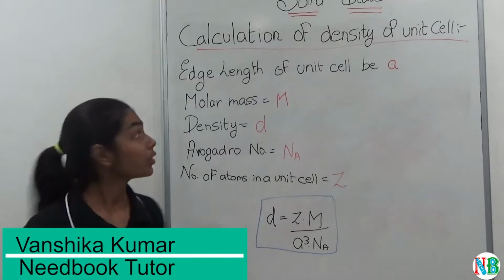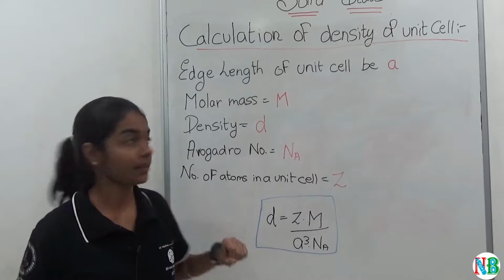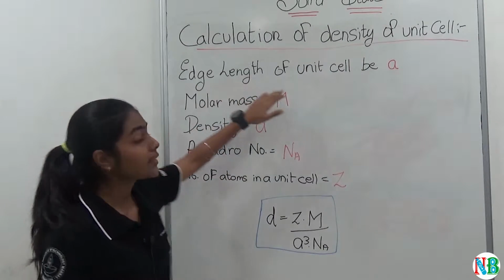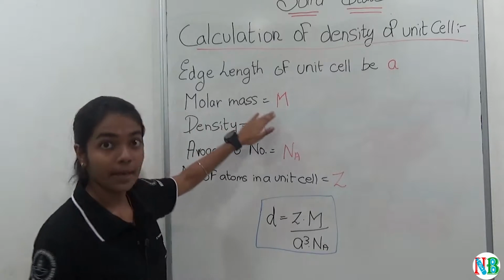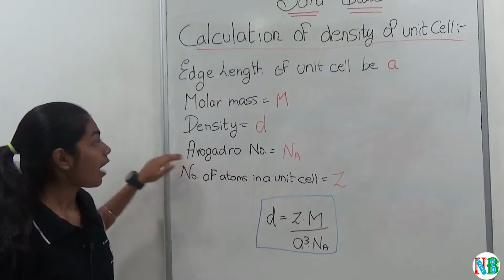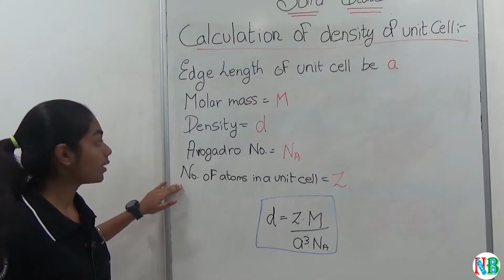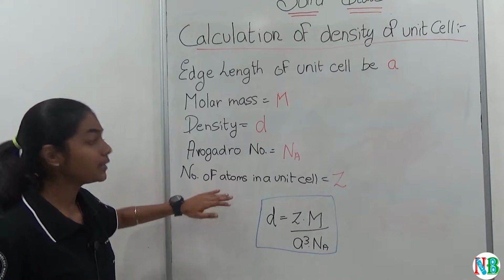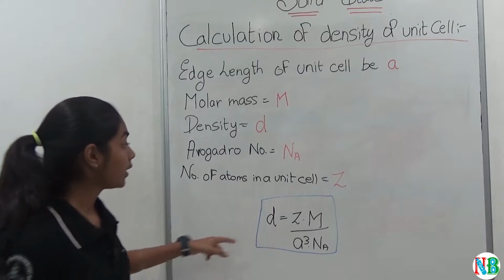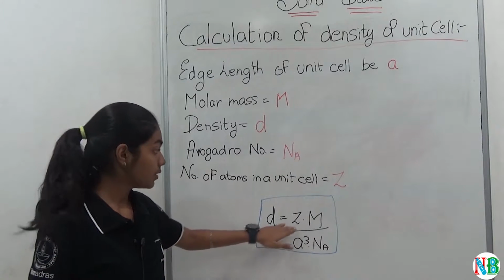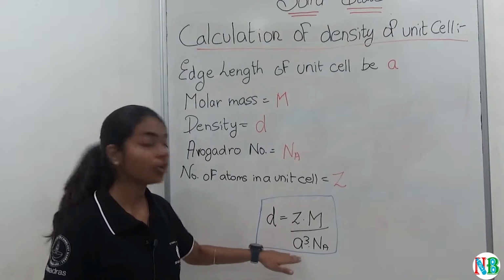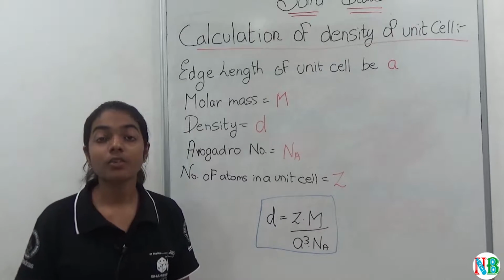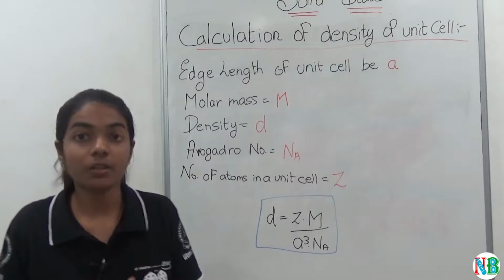We will now look into the calculation of density of unit cell. Let the edge length of unit cell be a, molar mass be M, density be D, Avogadro number be Na, and the number of atoms in a unit cell be Z. So all these entities are linked by a formula, that is D equals Z times M divided by a cubed Na, and the density of the unit cell is same as the density of the substance.